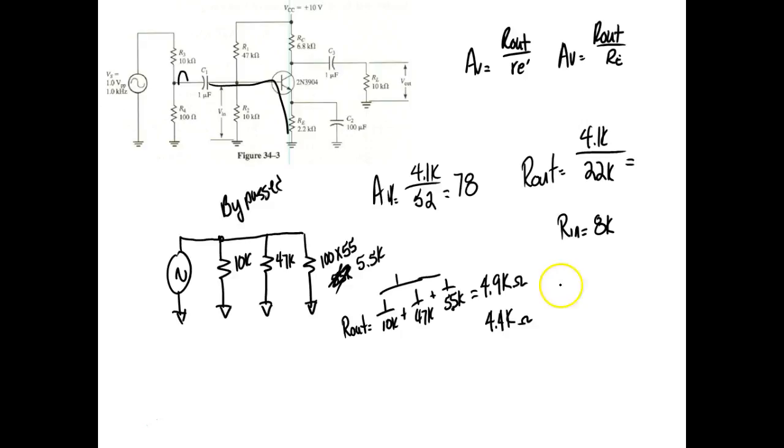So look what happens when we bypass it. Rin basically doubles, or we lose all that gain. When we bypass it, Rin halves, but we get a bunch of gain. So here my gain would be 4.1K divided by 2.2K. You can drop the K, so it's 1.9.